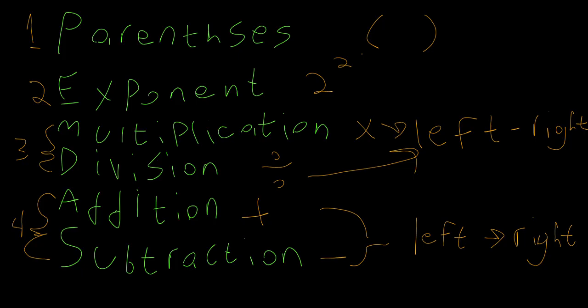So it's important that addition and subtraction, you do left to right. Multiplication and division, you do left to right. So again, step one is always your parentheses. Step two is your exponents. Then we get into that tiered level of multiplication and division and addition and subtraction. And that's performed left to right. All right, let's move on to some worked examples now.